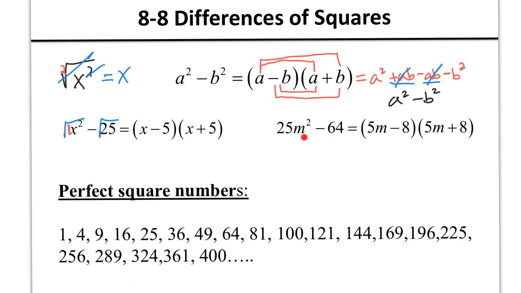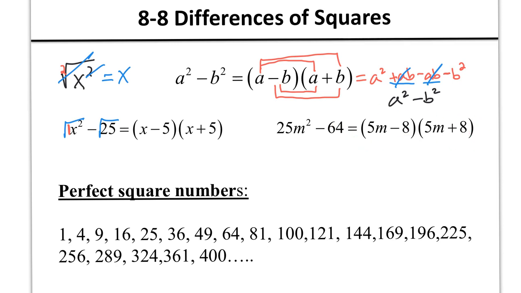Another example here is the same thing. 25m squared minus 64. Well, 25 is a perfect square number. 64 is a perfect square number, and we have a minus in the middle, difference of squares. So you factor by using the square root of 25, which is 5, and the square root of m squared is m, so 5m. Different signs, minus and plus, and the square root of 64, 8 and 8. And that's your answer right here.